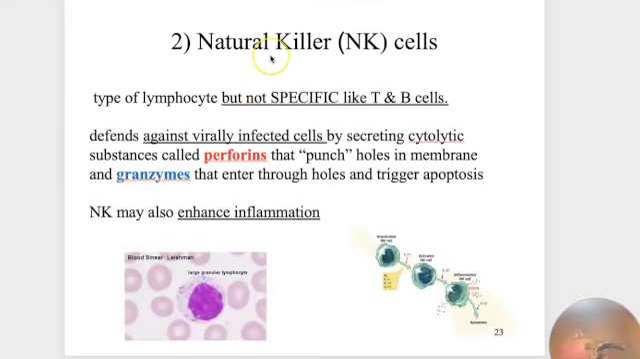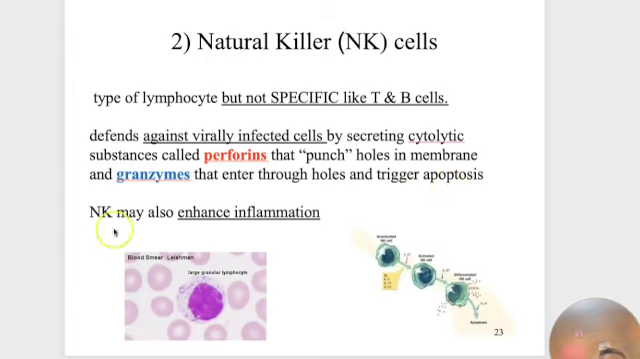Natural killer cells. Okay, going back to the chart, do you guys remember where that is? A type of lymphocyte, but not specific. So it's on the opposite side, on the other side of the T cells and B cells, okay? Defends against virally infected cells by secreting a cytolytic substance called perforin. Perforin, just remember, as like punches. It punches holes in the membrane and it leaks. It causes a cell to leak. And granzyme enters through the holes and triggers apoptosis, okay?